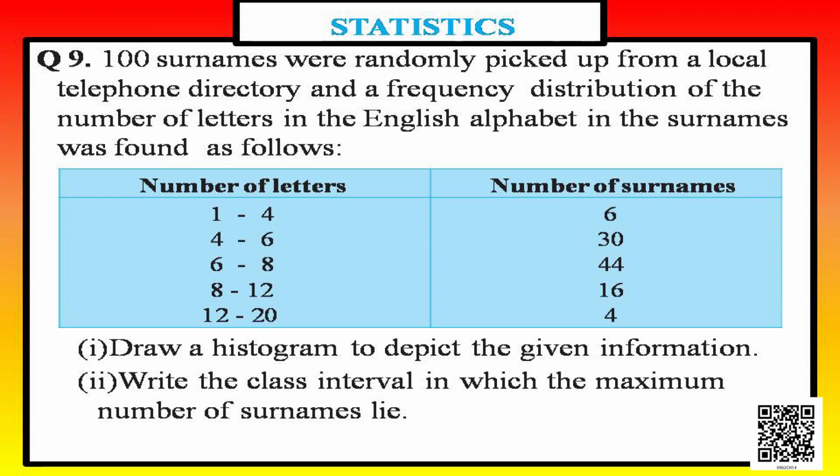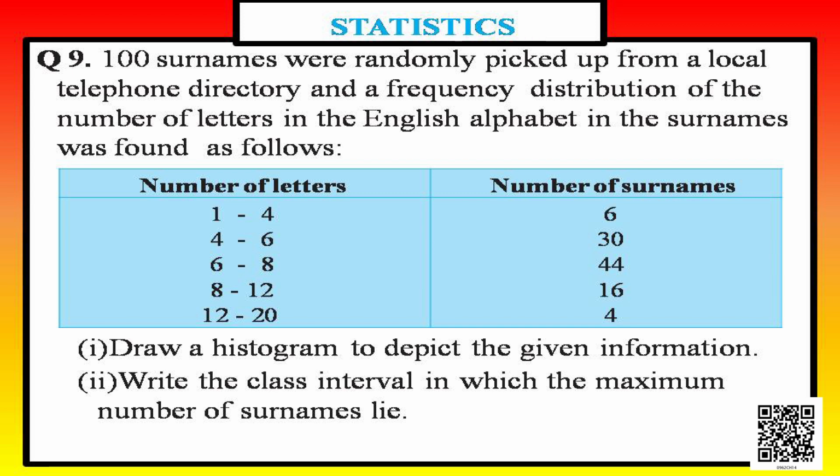Our next question is number 9, which says 100 surnames were randomly picked up from a local telephone directory and a frequency distribution of the number of letters in the English alphabet in the surnames was found as follows. We were given a table with the first column, number of letters: 1 to 4, 4 to 6, 6 to 8, 8 to 12, 12 to 20, and in the second column we have number of surnames, and they are 6, 30, 44, 16 and 4.